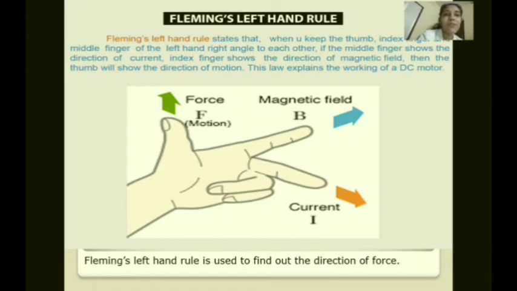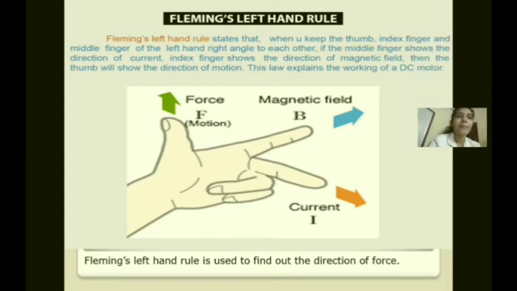Okay, so this is Fleming's left hand rule. First I will state the rule. What is Fleming's left hand rule? Listen carefully. Fleming's left hand rule states that when you keep the thumb, index finger and middle finger of the left hand at right angles to each other, if the middle finger shows the direction of current and the index finger shows the direction of magnetic field, then the thumb will show the direction of motion.